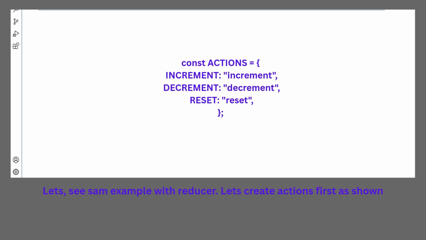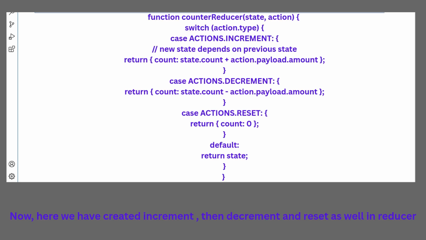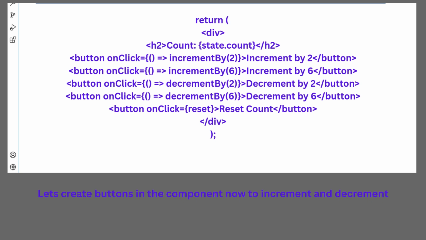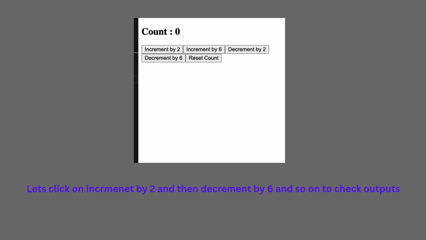Let's see an example with reducer. Let's create actions first as shown. Now, here we have created increment, then decrement and reset as well in the reducer. Now call these functions in the component as shown. Let's create buttons in the component now to increment and decrement. Let's click on increment by 2 and then decrement by 6 and so on to check the outputs.